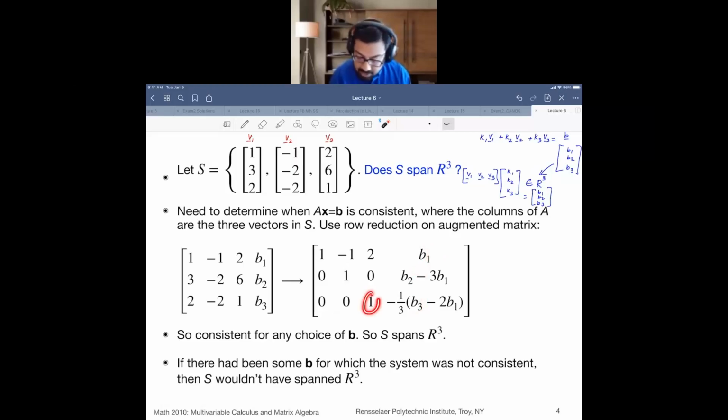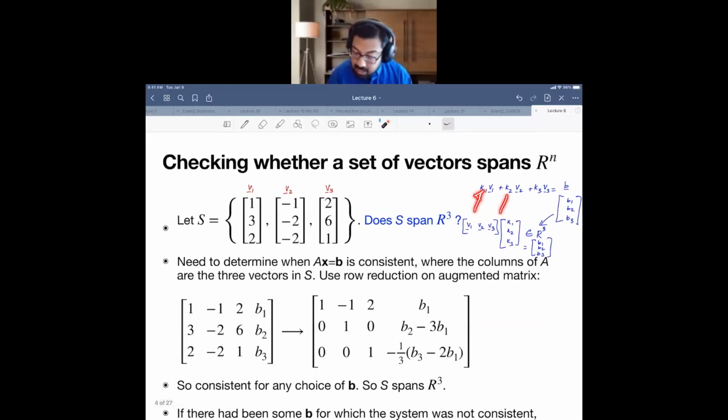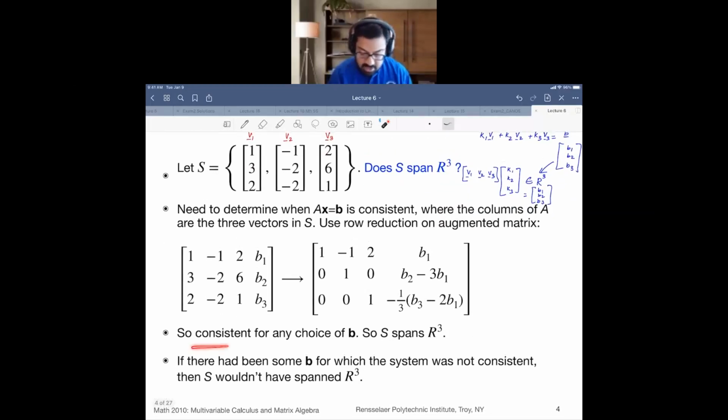K3, for example, K3 will equal that, K2 will equal that, K1 will equal, or K1 minus K2 plus 2K3 will equal that, which means I can come up with any linear combination over here to reach any B. So that means that this system is consistent for any choice of B, any choice of B1, B2, B3. So S will span all of R cubed.